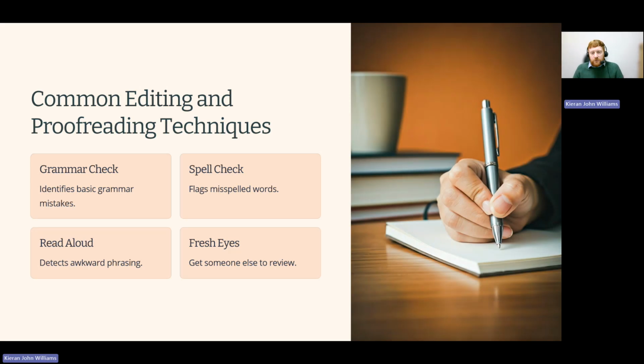Okay. But remember, technology and your friends are support tools, but you still remain responsible for what you submit. Okay. You don't want to have any issues with academic misconduct. So really, whatever you write needs to be the representation of your ideas and your thoughts.